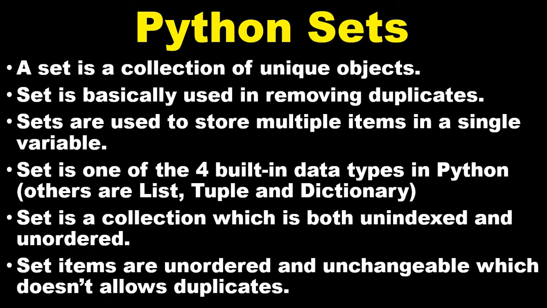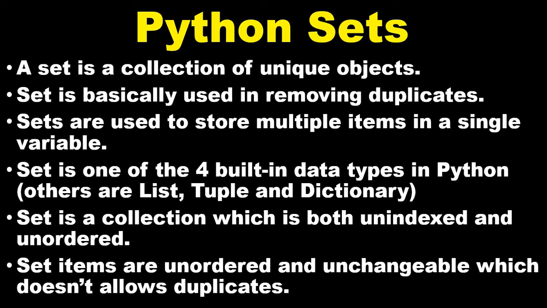First of all, a Python set is a collection of unique objects. You can have an integer, string, boolean or tuple, or any other objects which are immutable. Set is basically used in removing duplicates. We cannot have duplicates in sets. Sets are used to store multiple items in a single variable, and you can have different types of items. And set is one of the four built-in data types in Python other than list, tuple, and dictionary.